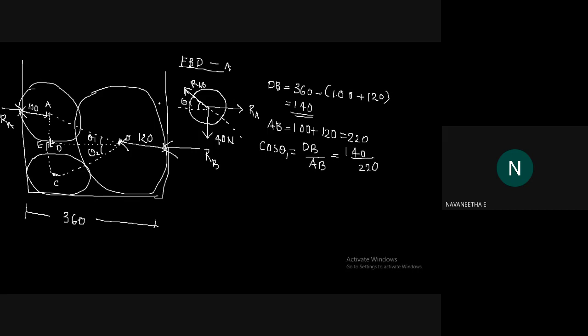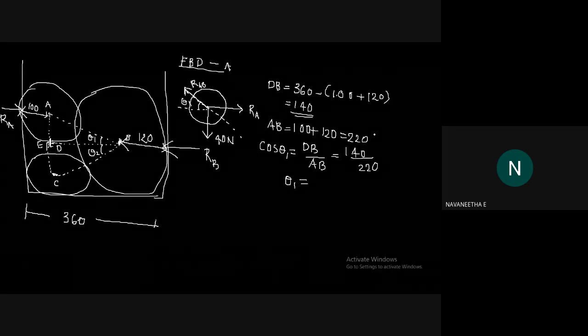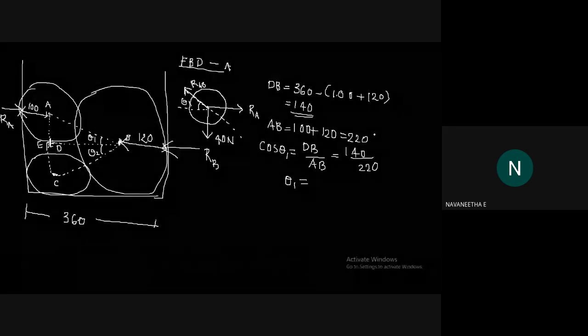So what is the value of theta 1? You need to find out theta 1. Tell me what is theta 1? Okay, 50.48 degree. Then similarly, you will need to find out cos theta 2.